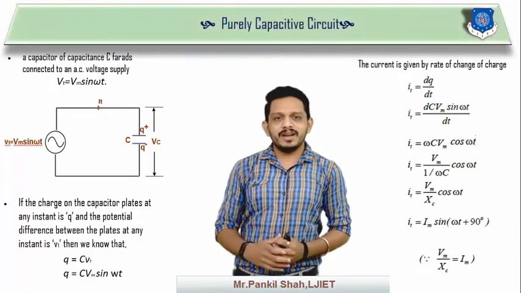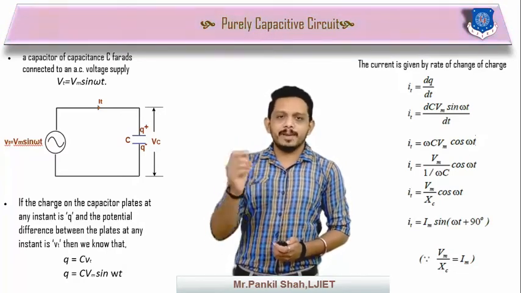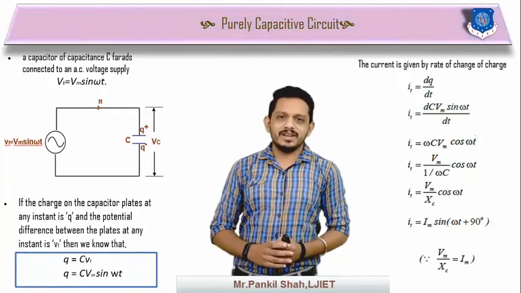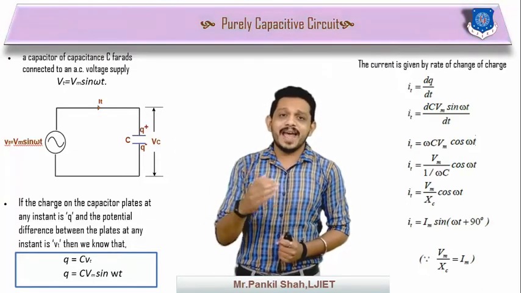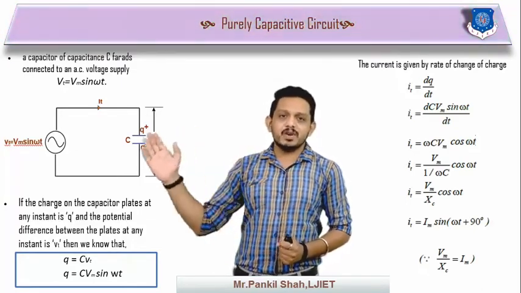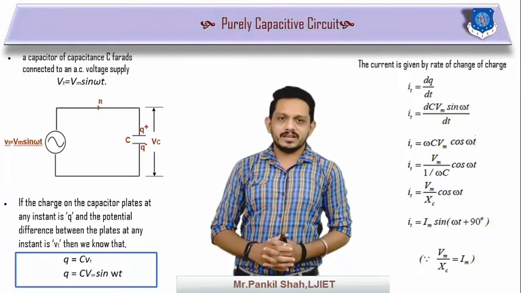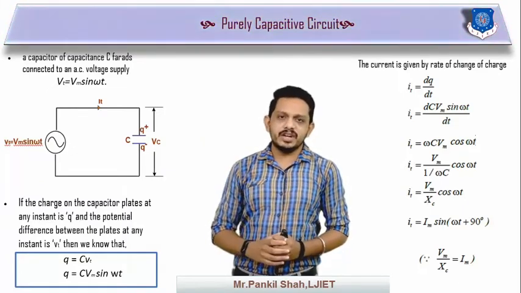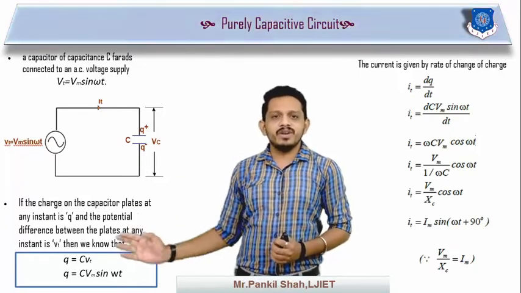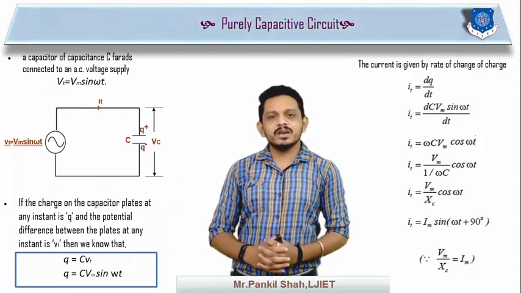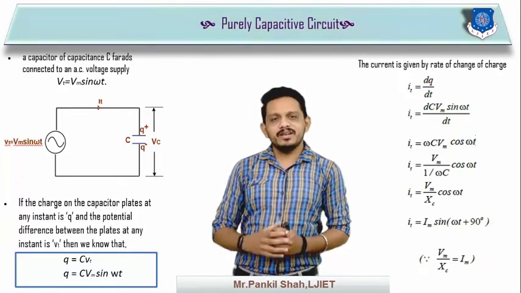So first let's find the equation of current. For that we know the basic formula of a capacitor: Q = CV, where Q is the charge stored by the capacitor at any instant, C is the capacitance, and V is the instantaneous voltage applied to the circuit. We have the equation of instantaneous voltage as Vt = Vm sin omega t. So put this in the equation, and our equation will be Q = C Vm sin omega t.